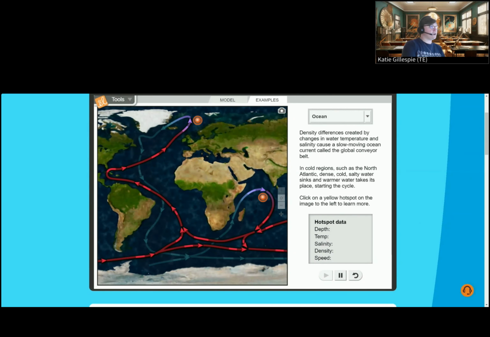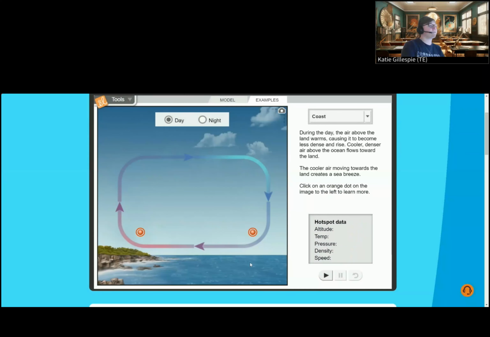Moving on to page 4 is the coast. We're going to switch gears and go to the coast here. Start with day.